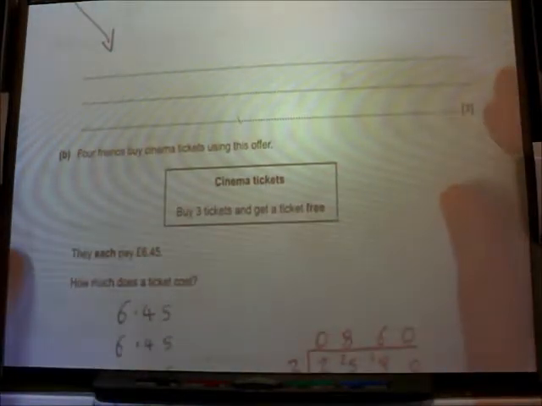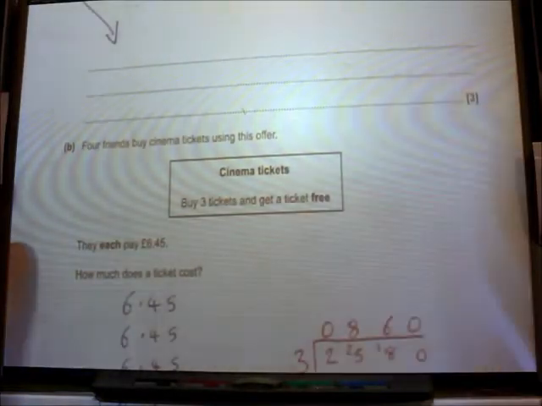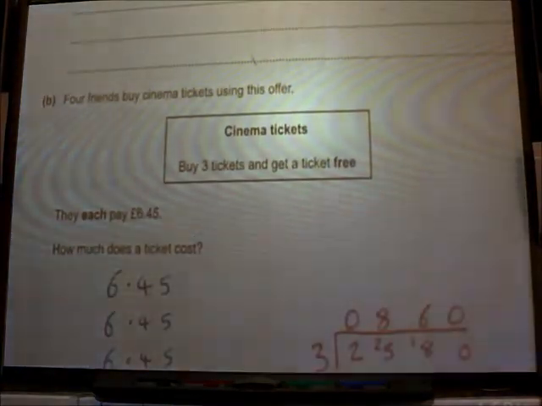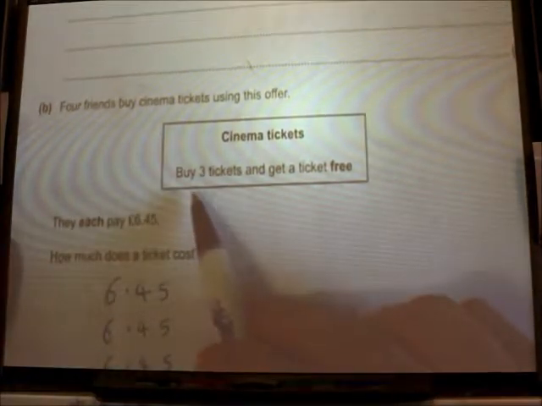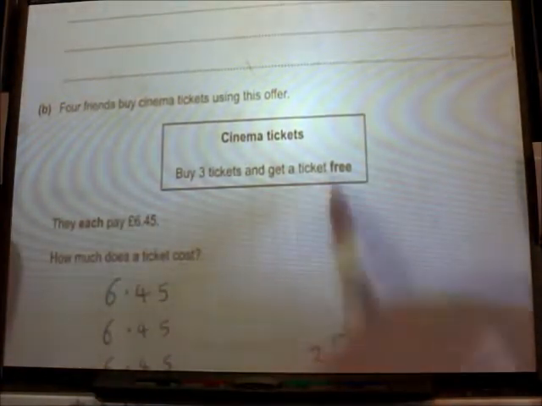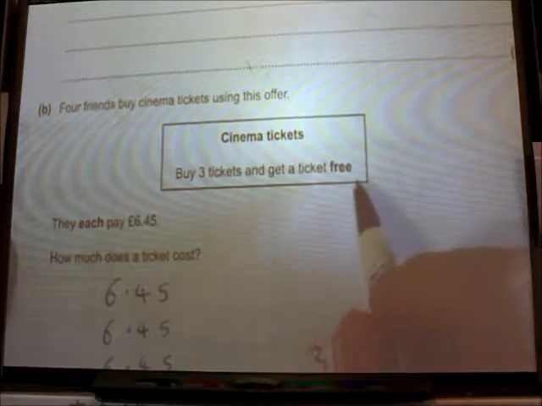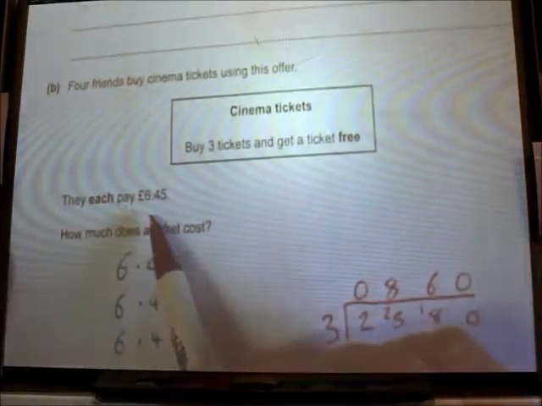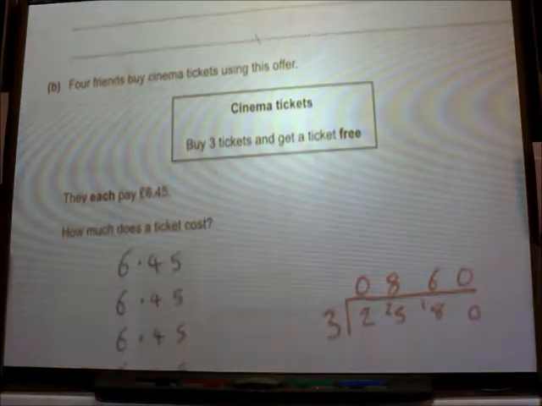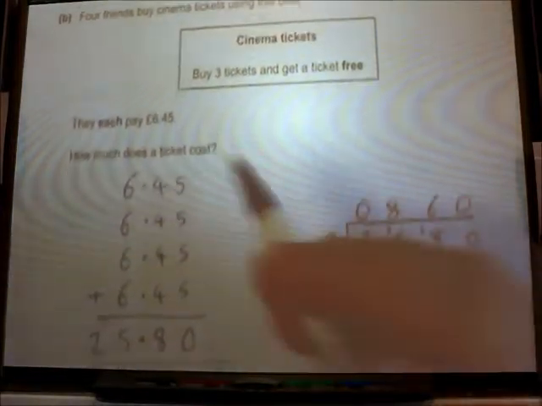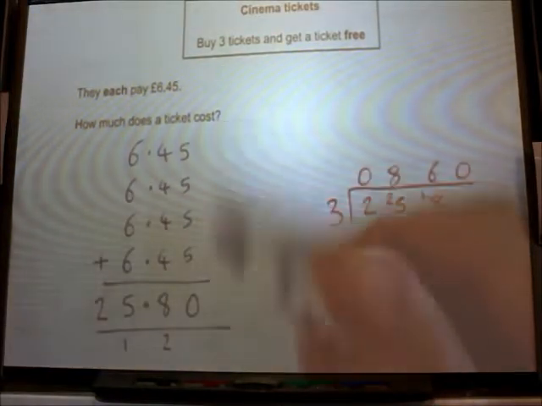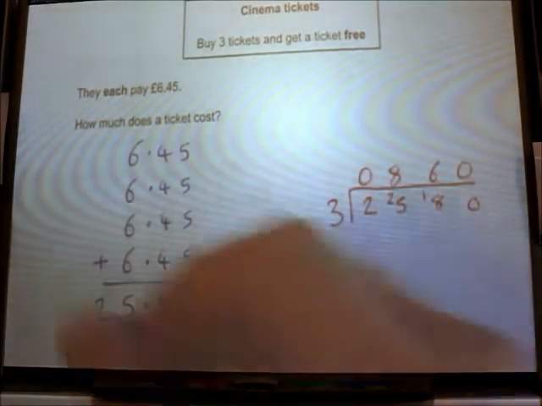B, 4 friends buy cinema tickets by using this offer. Buy 3 tickets and get a ticket free. So what they're doing is they're basically sharing the cost of the tickets, so they're buying 3 of them, getting a third free, but they're all chipping in a quarter each. So they each pay £4.65. So to get your first mark, because it's out of 3 marks, is how much did they pay in total? Well, you add all those up because there's 4 tickets and it's £25.80.